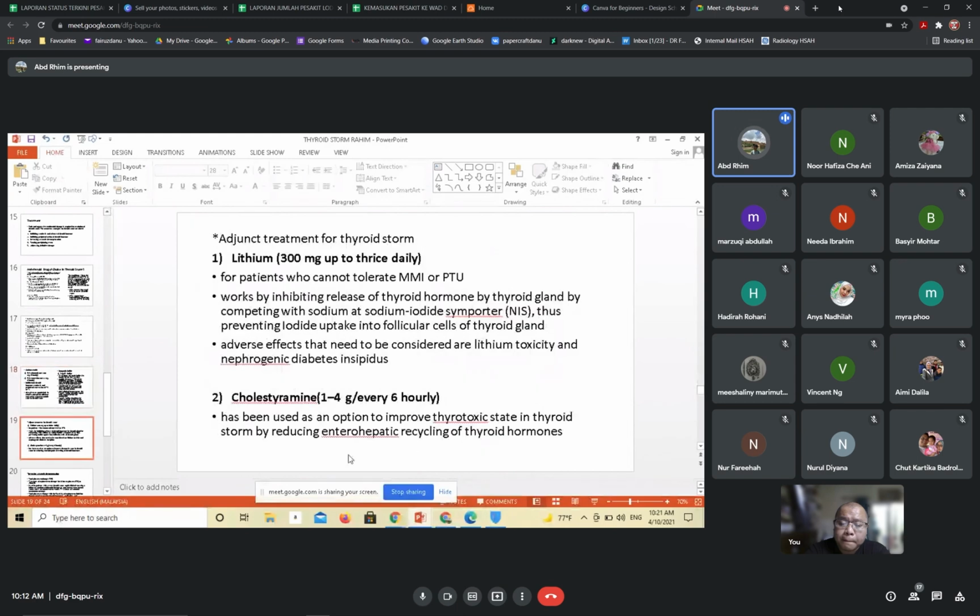So for the adjunct treatment for thyroid storm, like I mentioned before, we can give lithium for patients who cannot tolerate methimazole or propylthiouracil. It works by inhibiting the release of thyroid hormone by the thyroid gland, by competing with sodium at the sodium iodide symporter, thus preventing iodide uptake into the follicular cells of the thyroid gland. The adverse effects that need to be considered are lithium toxicity and nephrogenic diabetes insipidus. Next one is cholestyramine. It has been used as an option to improve the thyrotoxic state in thyroid storm by reducing enterohepatic recycling of thyroid hormones.